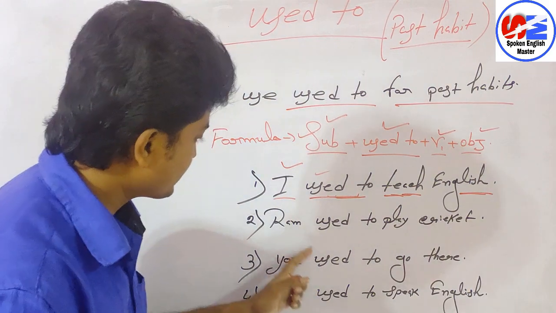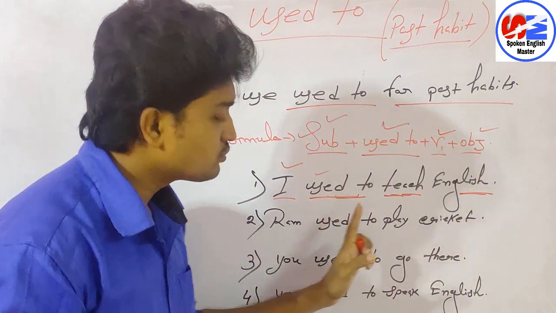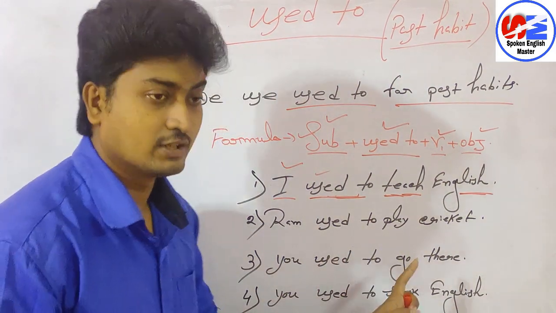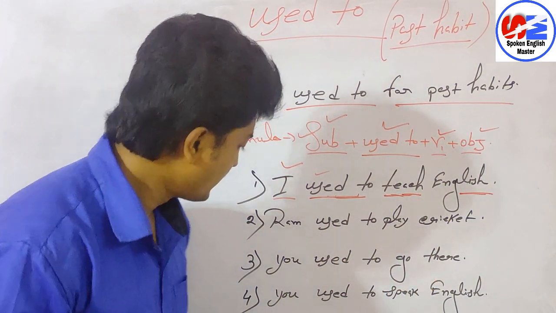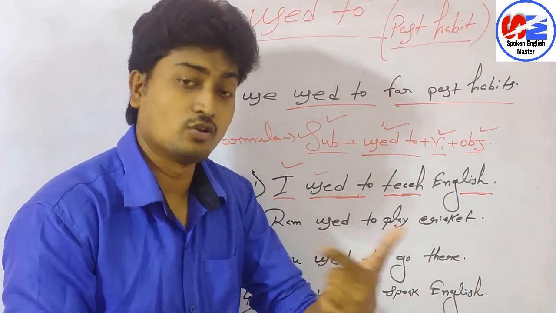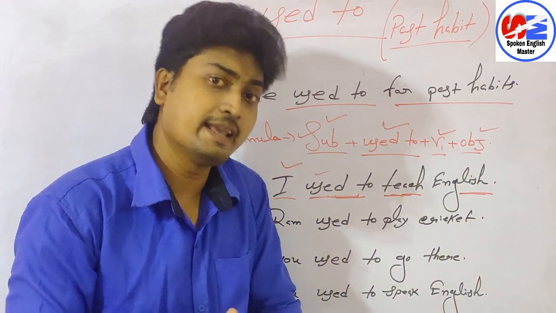Okay, let's concentrate. Ram used to play cricket. राम क्रिकेट खेलता था पहले. You used to go there. तुम वहां पे जाते थे. You used to speak English. तुम इंग्लिश बोलते थे. Okay, earlier, not now. These things already happened.